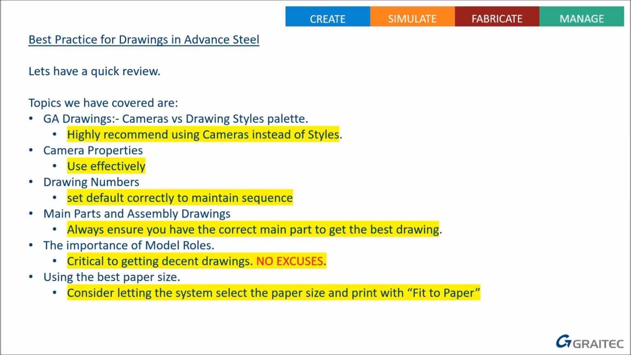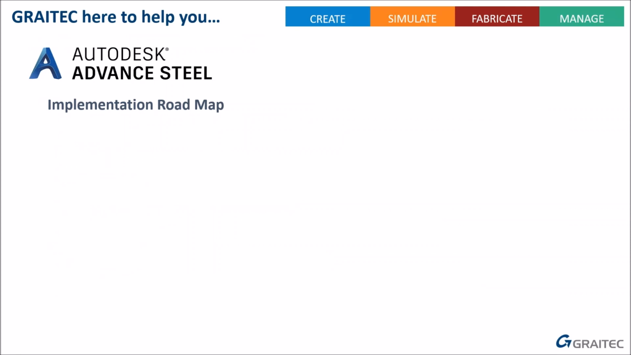And using the best paper size. You might have small printers and you might not want to use great big sheets. You might have a standard, but cramming everything onto a tiny sheet is not the best way to make a clear drawing. I suggest you're better off letting the system choose its paper size and then still printing it on the smaller sheet. I reckon it'll be more legible and clearer if you use the fit to paper option to scale it down. So hopefully that has been interesting and useful.